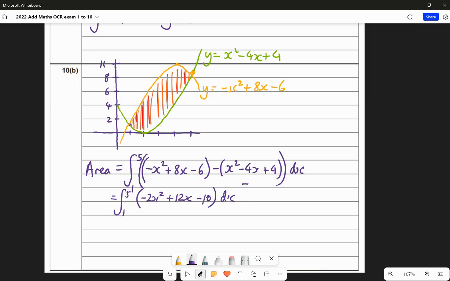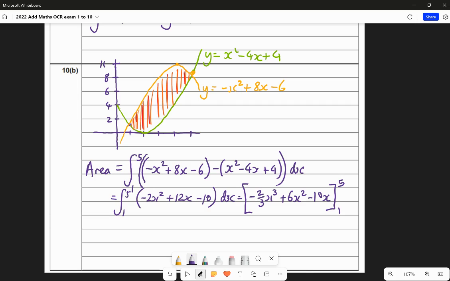So I integrate each of these terms and put it in square brackets. So negative 2x squared becomes negative 2x cubed over 3, so negative 2/3 x cubed. 12x becomes 12x squared over 2, so that's positive 6x squared. And negative 10 becomes negative 10x to the power of 1 divided by 1, so just negative 10x. And then I've got my limits 1 and 5.